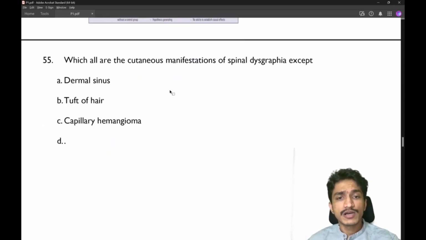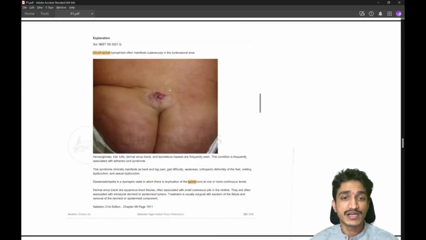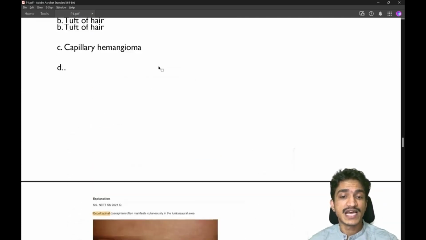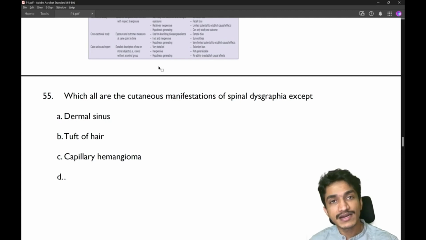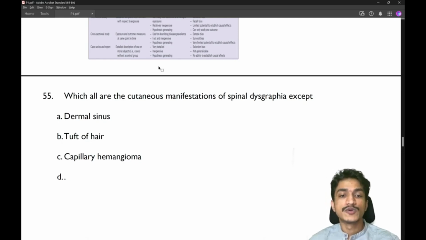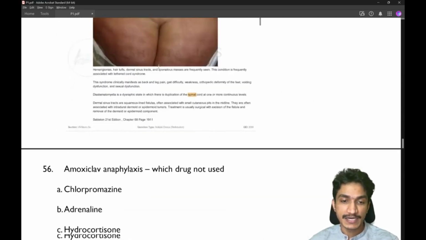Now, what are all the cutaneous manifestations of spinal dysraphism? We asked this question in a mock exam. It will show hemangiomas, hair tuft, dermal sinus tract. So A, B, C are all correct. The fourth option, which many of you were not able to recollect, is the incorrect answer. So these three are correct, and the fourth cannot be the answer in this case because they asked all except. So in this question, dermal sinus, tuft of hair and capillary hemangioma are correct.